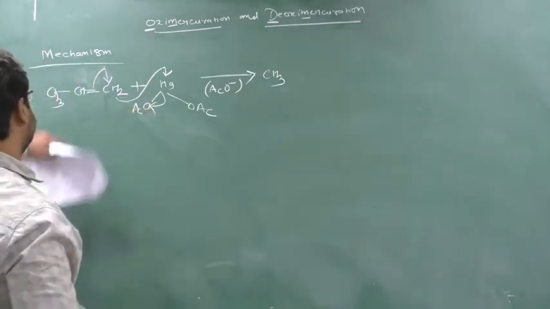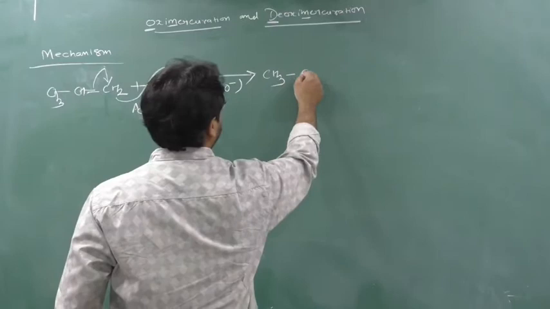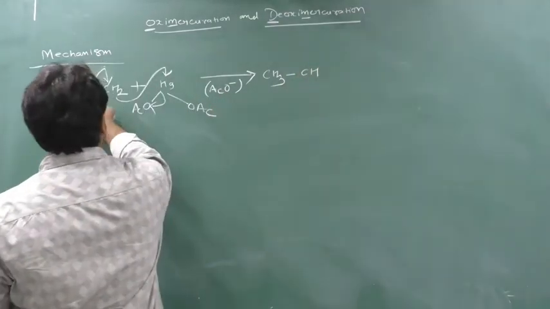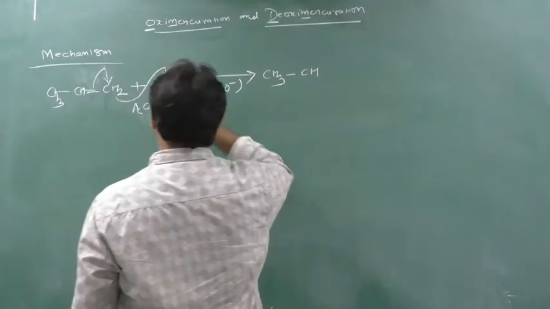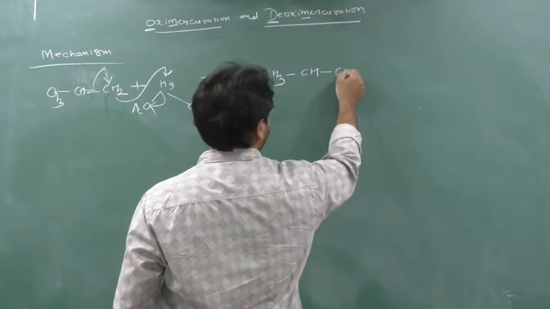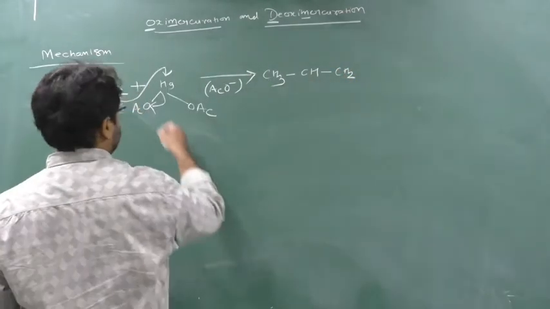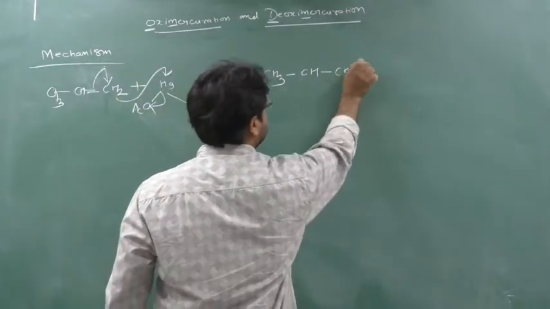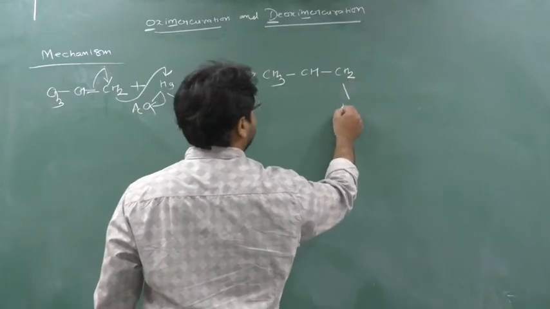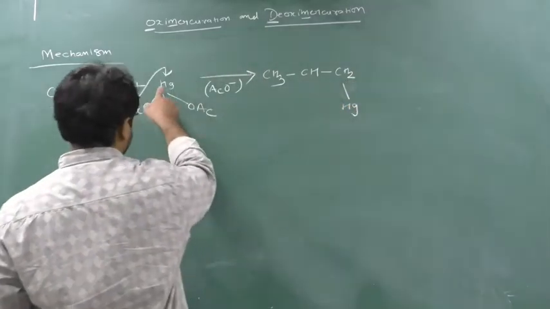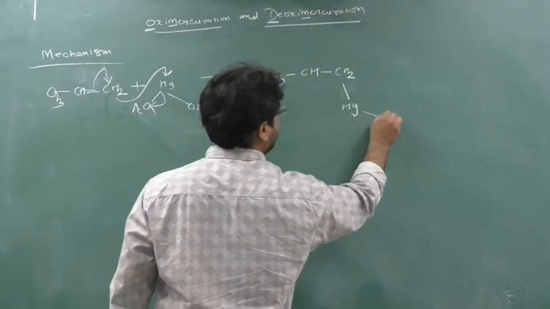Now here remaining is what? Here remaining is CH3, here CH. Is this a double bond or single bond? This is a double bond. So the double bond is broken down into a single bond CH2, and this CH2 has reacted with what? Hg. And Hg has released OAc minus, and here one OAc is there.